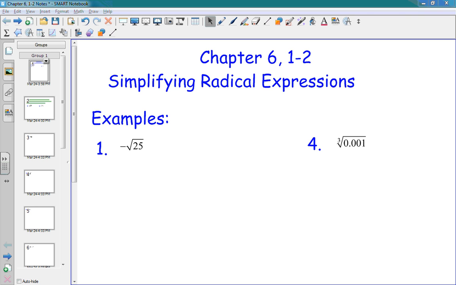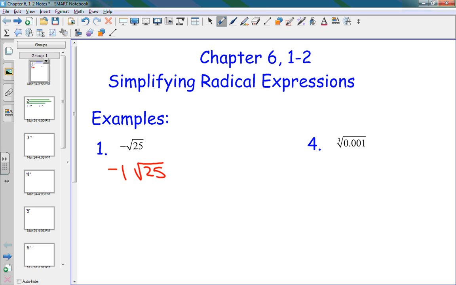Simplifying radical expressions. Examples. Number 1, off of tonight's homework. I have negative times the square root of 25. What does the negative mean to you? What does that negative mean? Negative 1. Okay? So what I have here is negative 1 times the square root of 25.